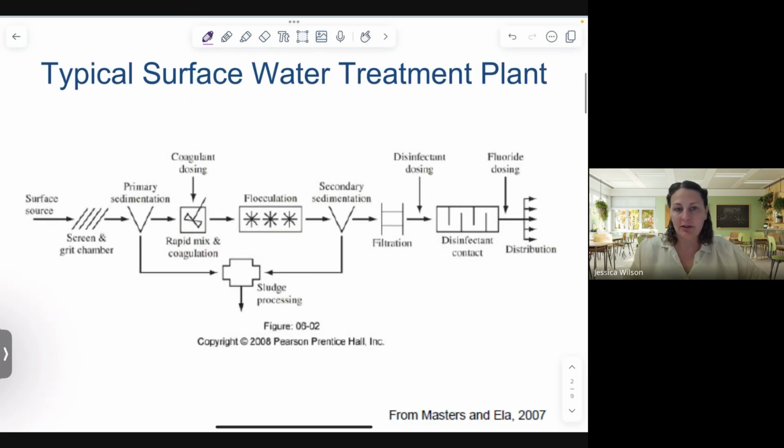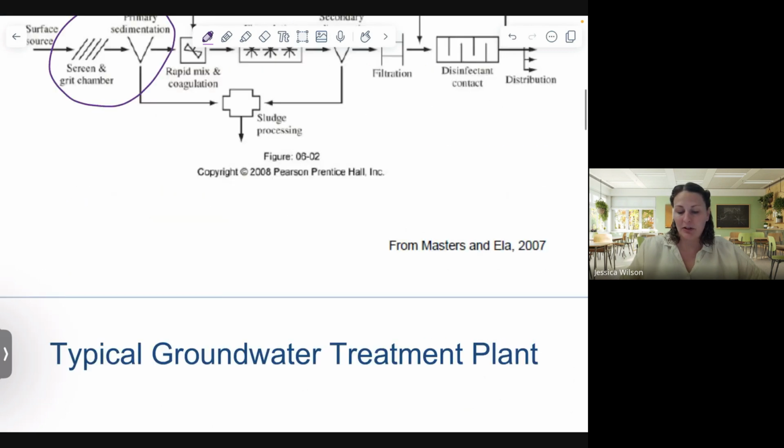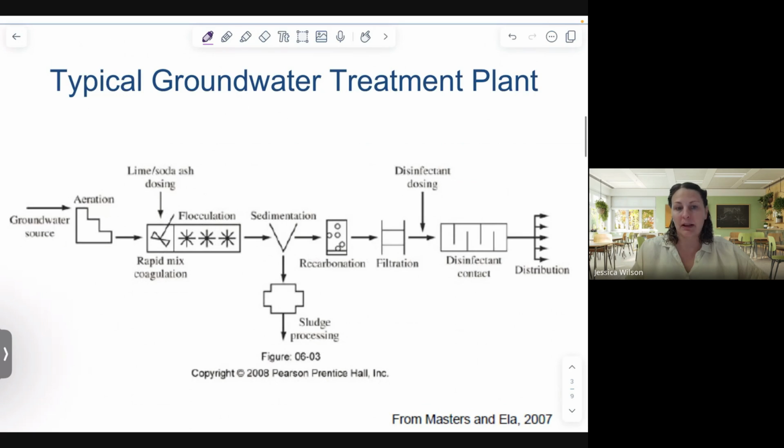So first, just a quick review of our typical surface water treatment plant. Again, the preliminary unit operations are our screens and grit chambers and our primary sedimentation, which are both physical processes. And then if we look at our typical groundwater treatment plant, really the only preliminary unit operation is our aeration. Okay, so we're going to talk about each of these and we're going to go through a sample calculation to design a tray aeration system for removal of carbon dioxide.